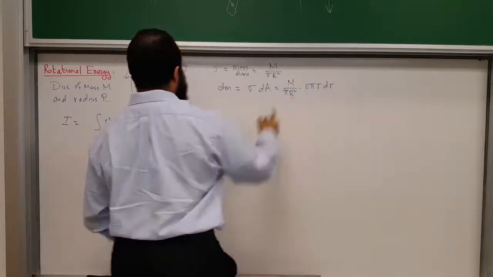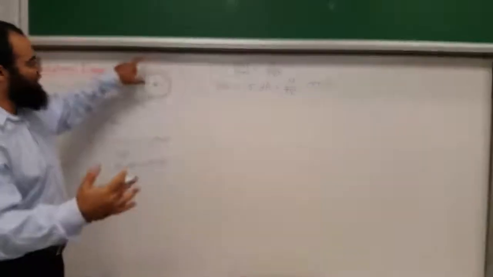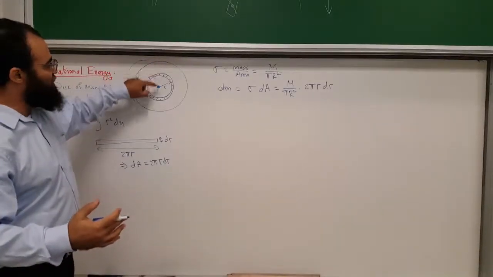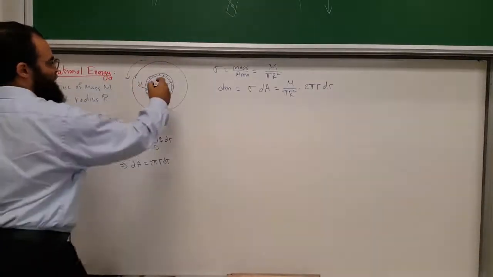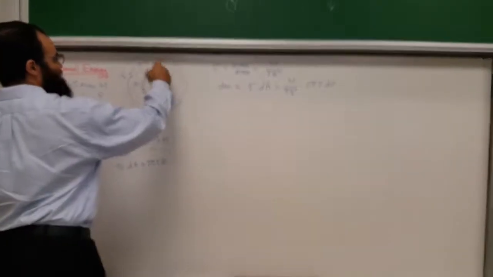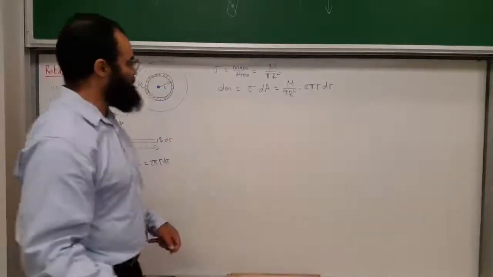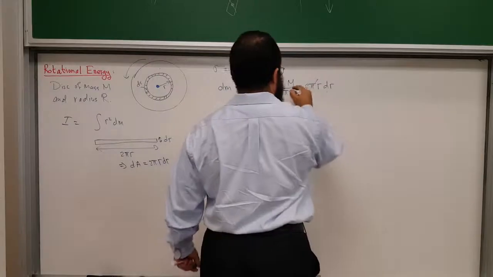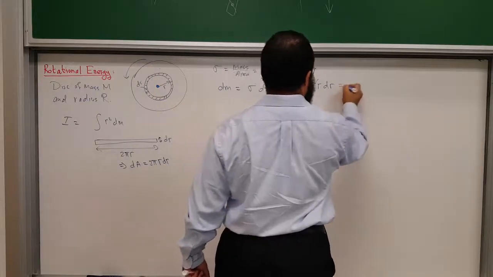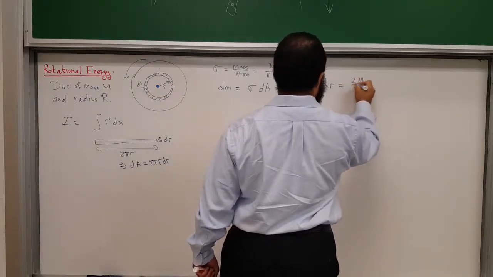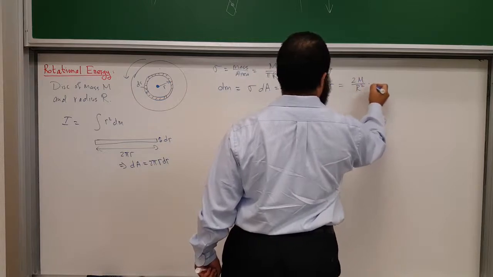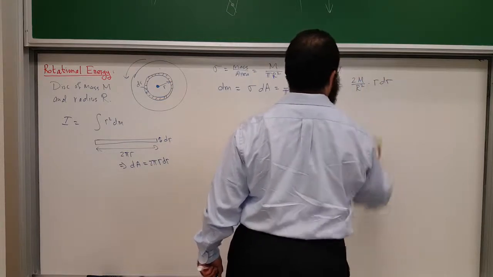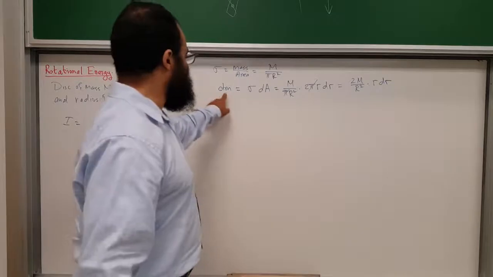Notice capital R is the outer radius of the disk. So that's a constant. But r changes, right? If I'm using this ring or this ring, I'm going to add all those rings. So pi cancels, and I get 2 capital M over capital R squared times r dr. That's dm.